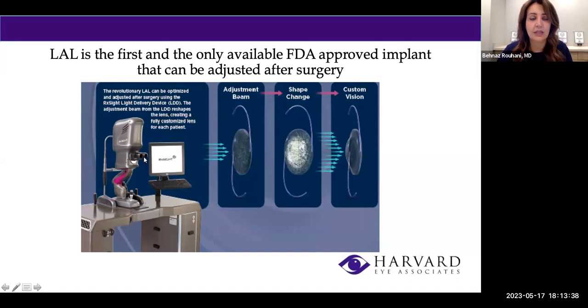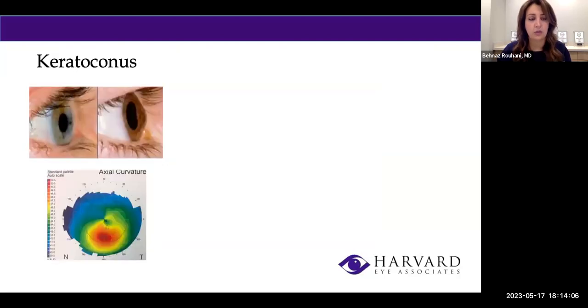We'll look through your eyes through these, and then we shine a UV light based on what we need to do for you to give you the best visual outcome, which our optometrists check out for you, and then we put that in the machine. We set it up in the machine, we give it the UV light. The UV light will reshape the lens to a point that you can have your customized vision. And it's the only available FDA-approved implant that we can adjust after surgery.